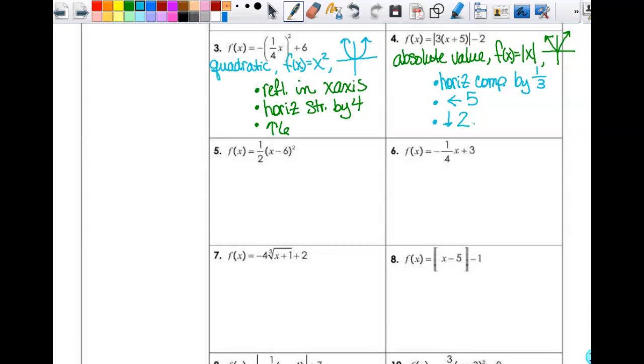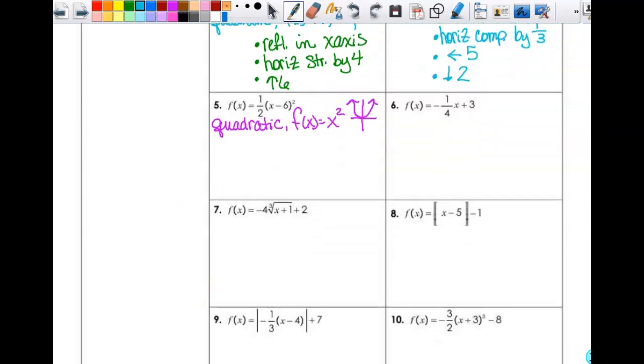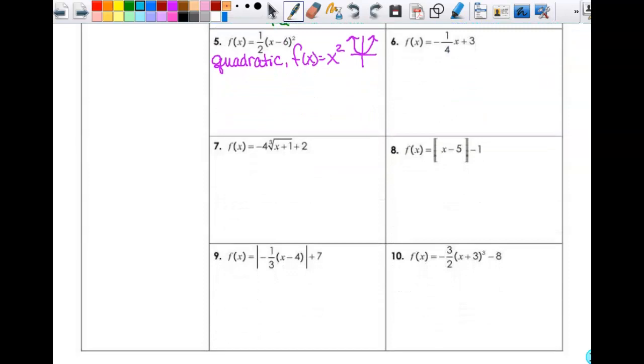All right. Let's look at number 5. All right, so this is a quadratic again. So we know that's f of x equals x squared. And we should know what it looks like. Jose, how many transformations do you think there are here? 2. I would agree with that, 2. So y'all take a second, see if you can figure out what that 1/2 and that 6 does.